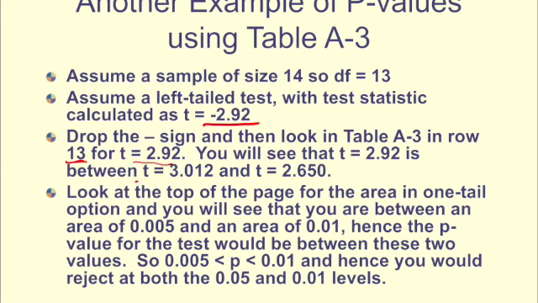So what you're looking for when you go into the t-table, if you're going to use p-values, is to find the two values it's between. You're going to look at the top of the page, and it shows you the area in one tail, and you're going to see that you are between an area of 0.005 and 0.01. So the p-value for this test would be between these two values. So you'd be able to reject at the 0.01 level, but also the 0.05 level, because 0.05 is greater than this.